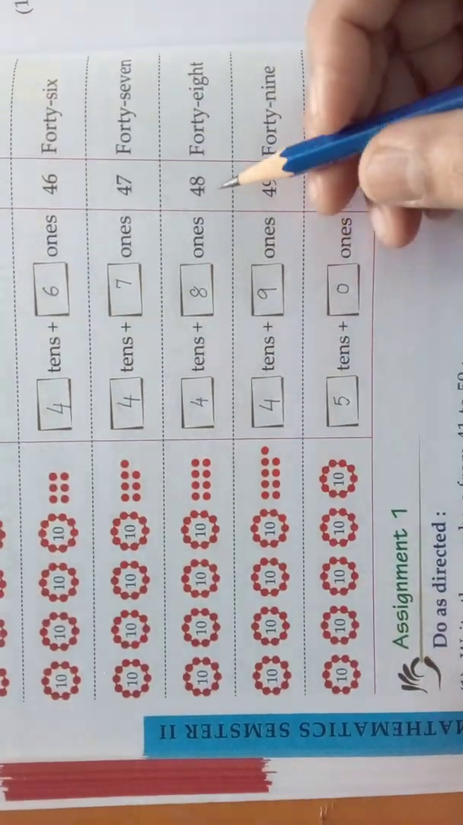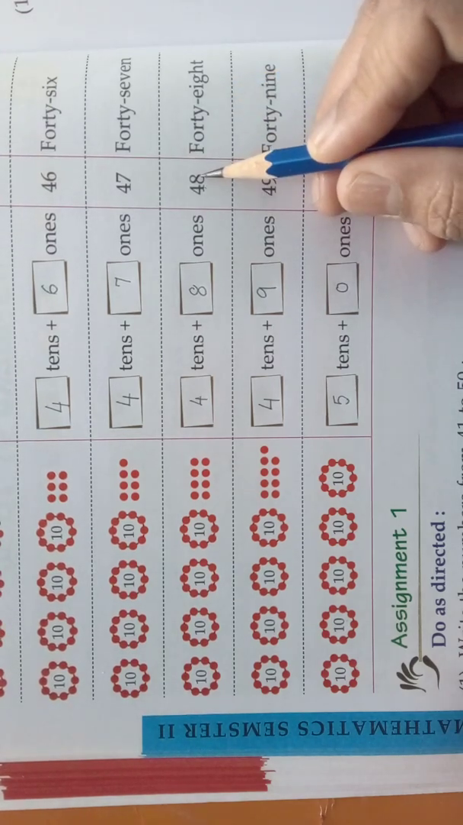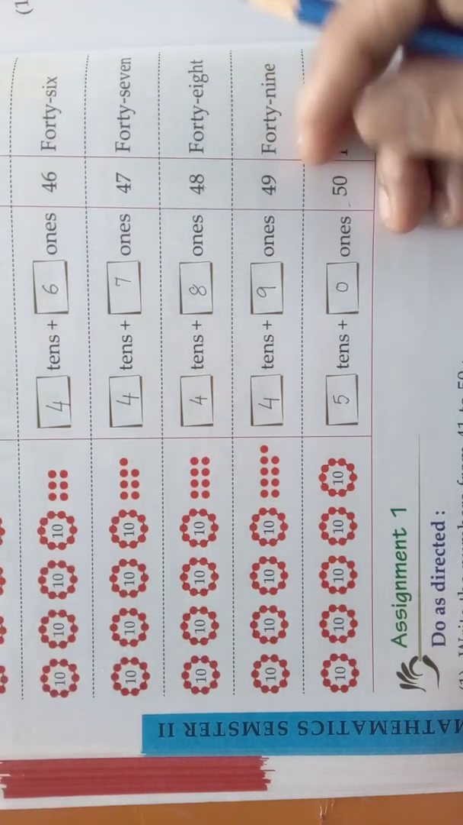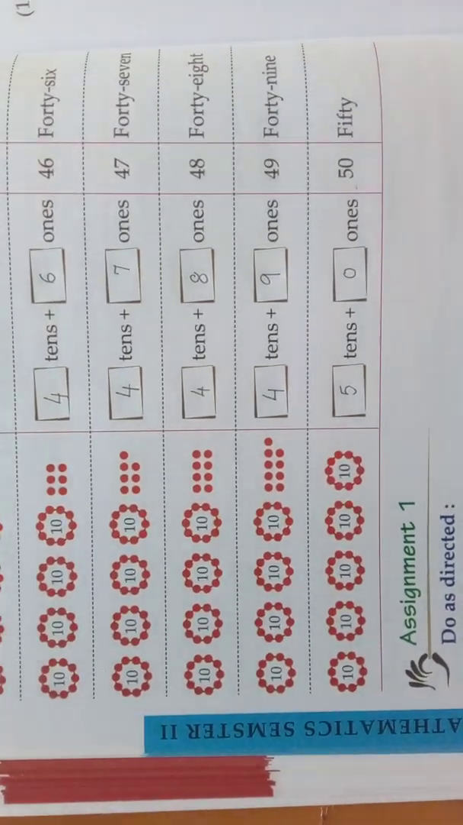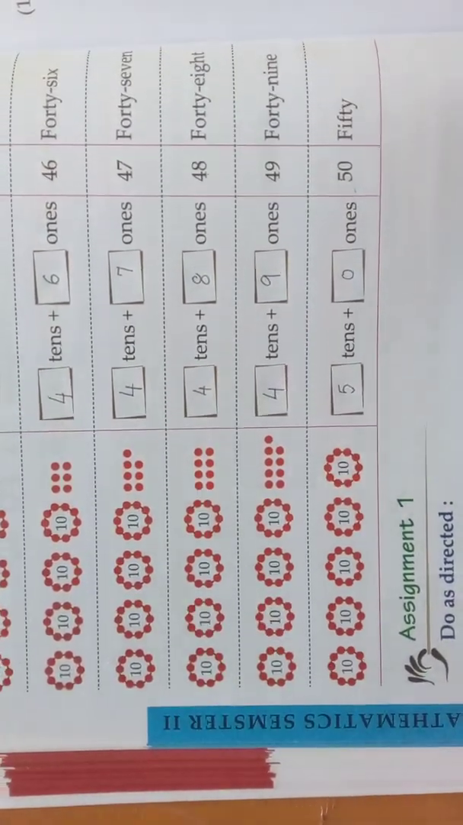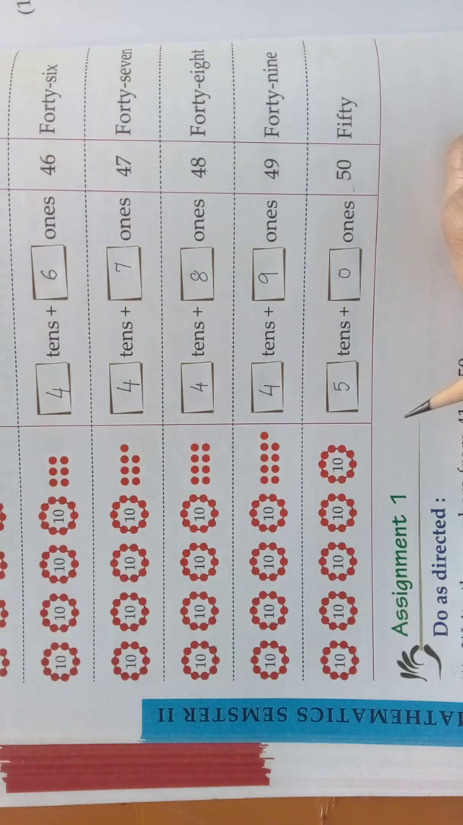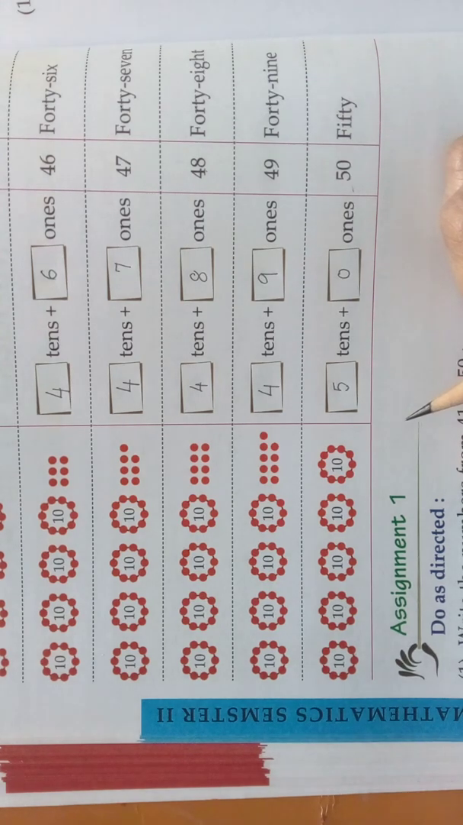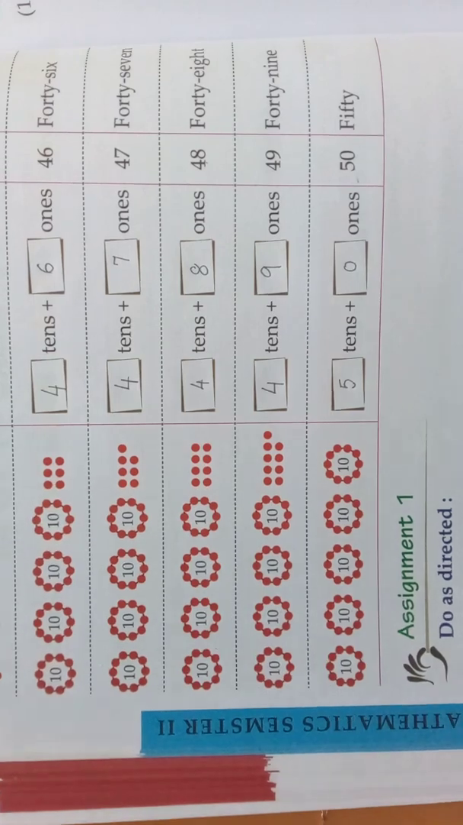Okay. Understood? And if you take 48, 4 tens and 8 ones makes 48. Understood children? Now you know the numbers from 41 to 50 and also the number names for those numbers, and also how many tens are there and how many ones are there in the number. And how many tens and how many ones make that number, that much you know. Understood children?